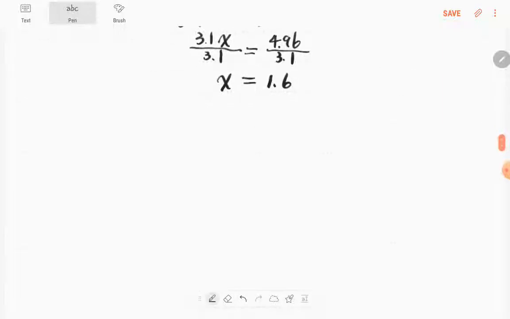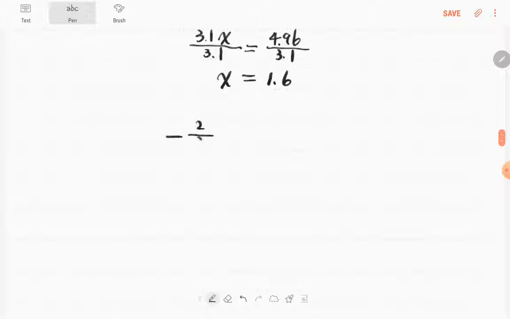So let's check another example. This time, we have a fraction, and the rule remains the same. Because here, the coefficient of x is negative 2/3. So we can use it to divide by negative 2/3.